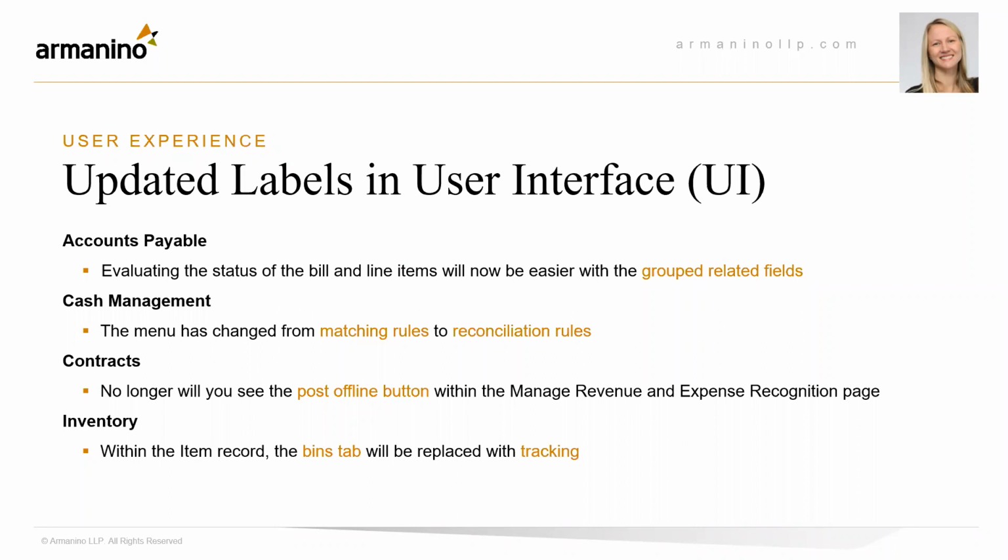Updated labels and user interface. In accounts payable, evaluating the status of the bill and line items now is easier with the grouped related fields. Cash management, the menu has changed from matching rules to reconciliation rules. So Intacct changed the name, so don't be fooled. For contracts, no longer will you see the post offline button within the manage revenue and expense recognition page, because remember they took that away because everything is posting offline. And inventory, within the item record, the bins tab will be replaced with tracking.